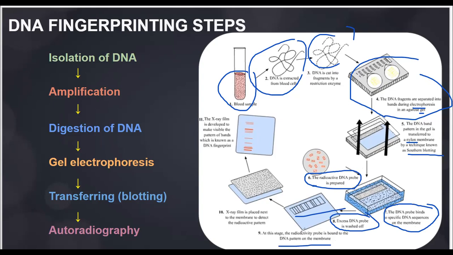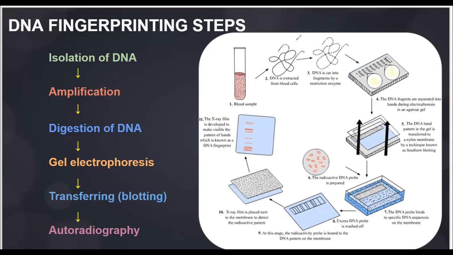Okay, at this stage the radioactive probe is bound to the DNA on the membrane, and now this paper is exposed to X-ray film, then to autoradiography. Okay, the X-ray film is placed next to the membrane to detect the radioactive pattern. Right, and then the X-ray film is developed, like in earlier days how photo images were developed in the same manner. So the film that you get, you transfer from the paper onto an X-ray film. Okay, then this film is developed and the patterns are made visible, which is now your DNA fingerprint. You see the bands over here. Okay, so this is how the DNA fingerprinting steps are done.